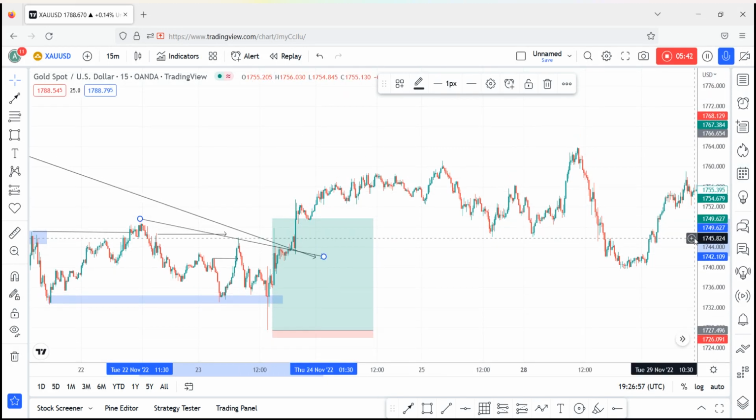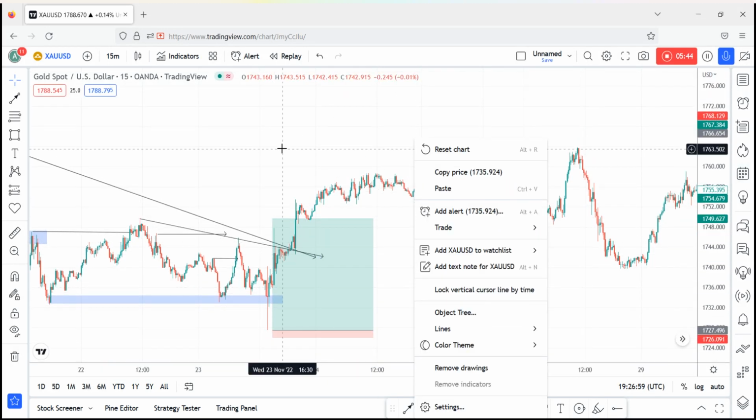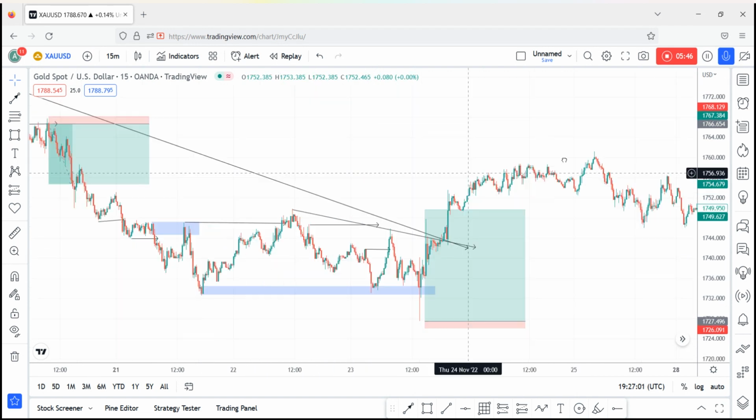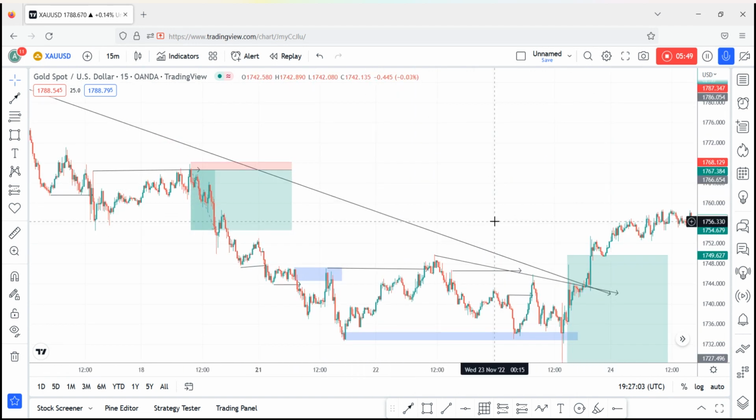So you can see how beautifully it works and how you can benefit while trading supply and demand concepts. So you should have basic knowledge about supply and demand.